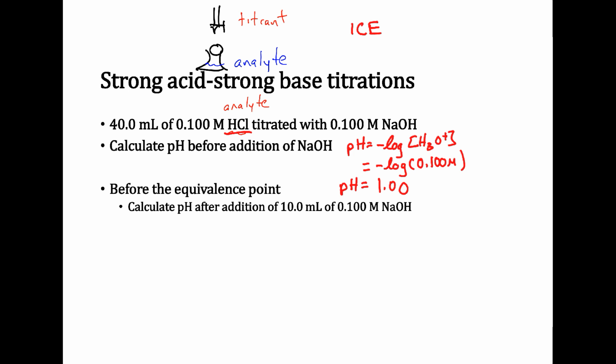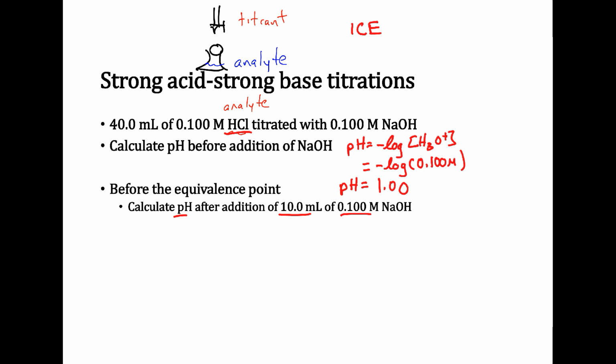Now, as we start to move on, we'll start to look at adding sodium hydroxide, and this is where things start to get more complicated. We're no longer just looking at an acid or a base dissociating. We're looking at adding a base to an acid or an acid to a base and the resulting effect on the pH. So for this first addition, we want to calculate the pH after we've added 10 milliliters of 0.1 molar sodium hydroxide.